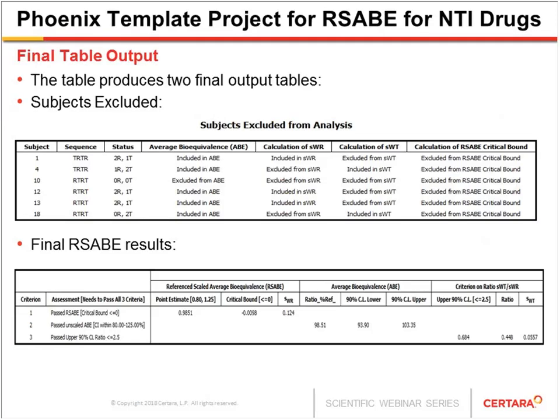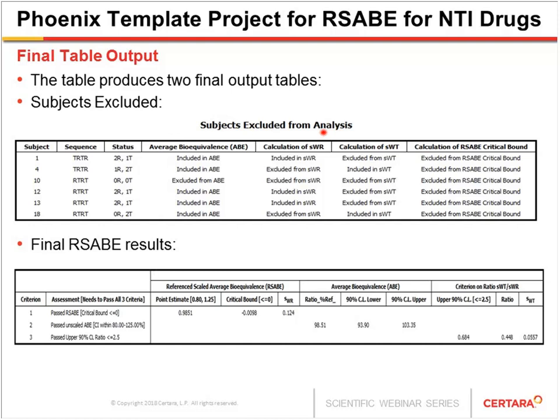Here's some sample output from running the template. The template produces two final output tables, one of which is the subjects excluded table. So if some of the subjects have incomplete data for one or more of the treatments or periods, the subject may be excluded for part or all of the analysis.